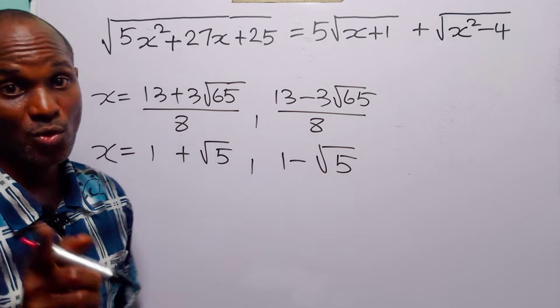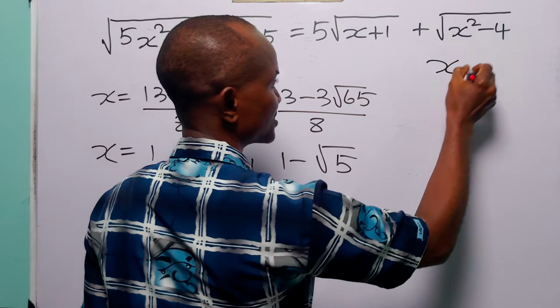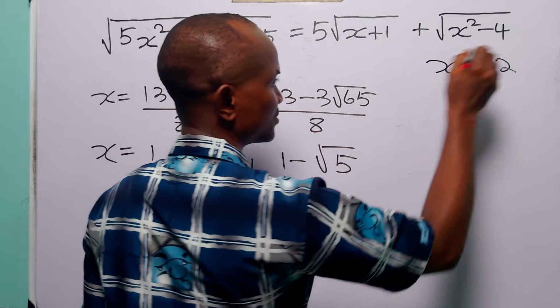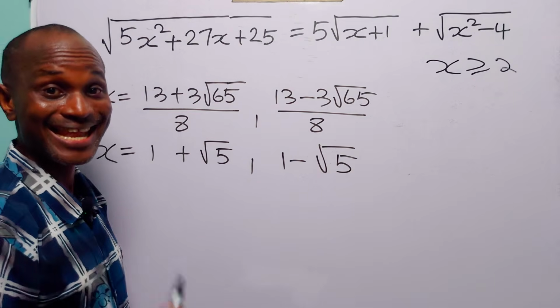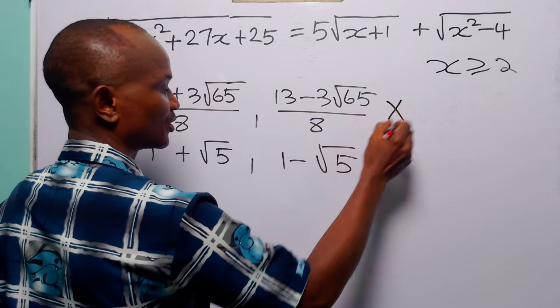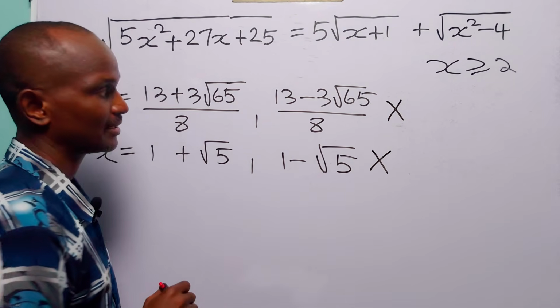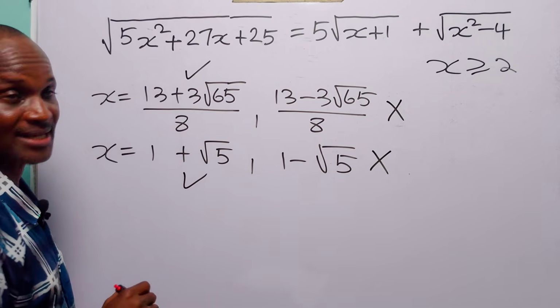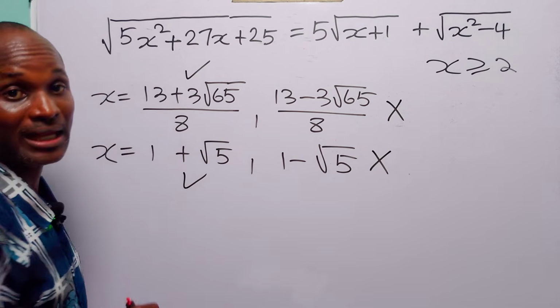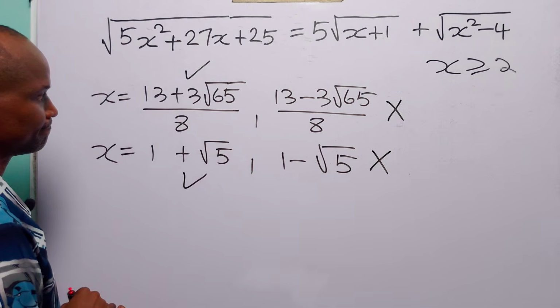Now, from here, we already know that x must be greater than or equal to 2. These two values of x are less than 2. So that automatically disqualifies them, leaving us with only two values of x that satisfy the original equation.